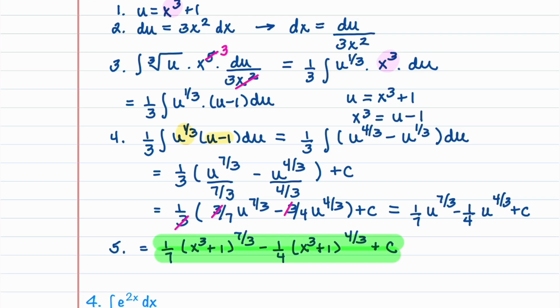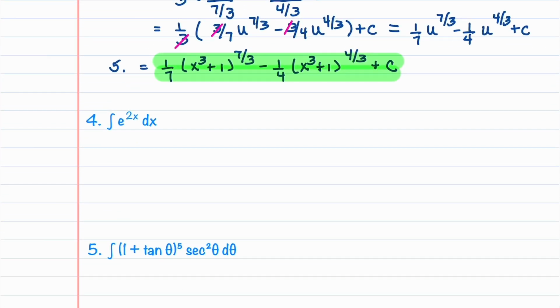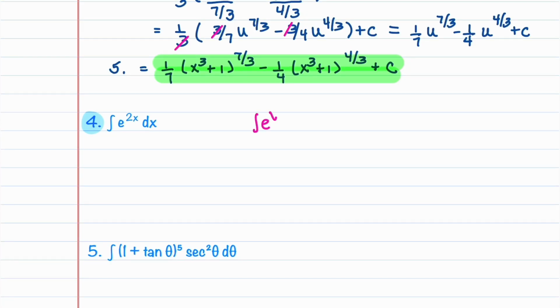Let's now look at our fourth example. This example has an exponential function in it. We know that the integral of e to the x dx is just e to the x plus c, but we don't have a formula for the integral of e to a constant times x. So what we're going to do is use u-substitution, and we're going to let u be equal to 2x.